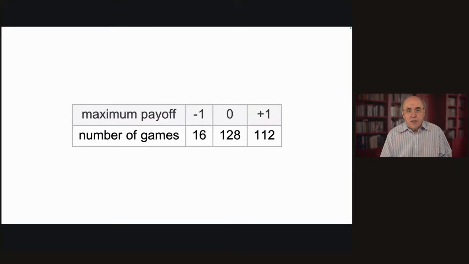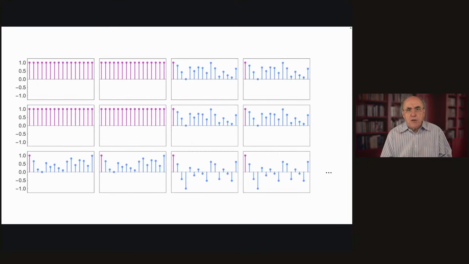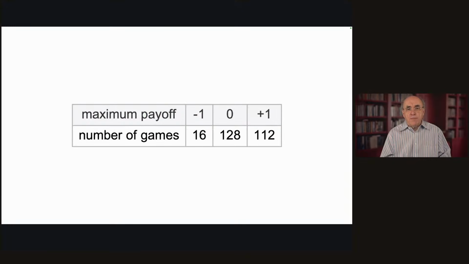So, and this shows the number of times each, that's so odd. Well, the number of times, the number of distinct games. I think the slide is in slightly the wrong place. The number of distinct games in which different maximum payoffs are achieved.